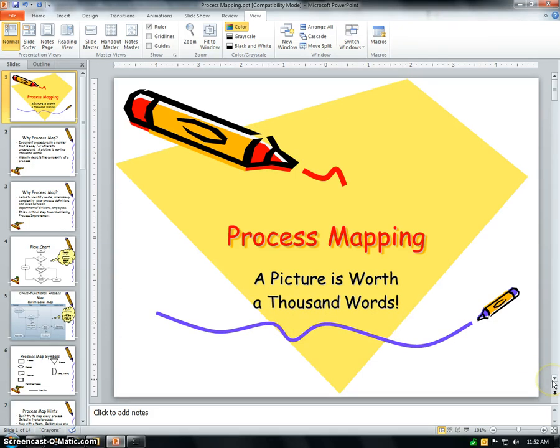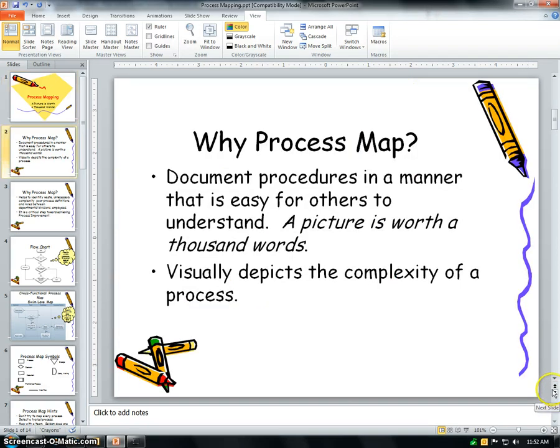So you could try to describe a process in paragraph form with words, but often we find that it is just not as effective as seeing the process in some kind of process map. So again, the goal here is to document what the procedures are that are currently happening, and it's just much easier for most people to understand that. They can understand a picture better than they can something like a standard operating procedure that's written in Word form.